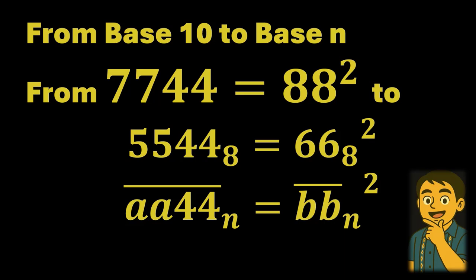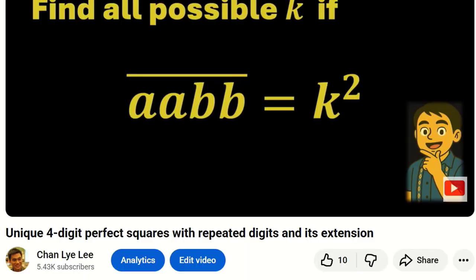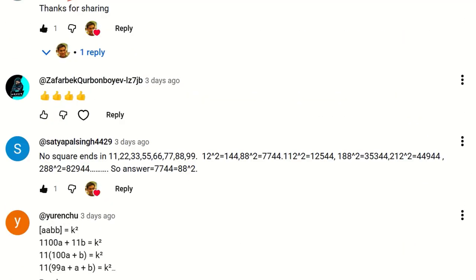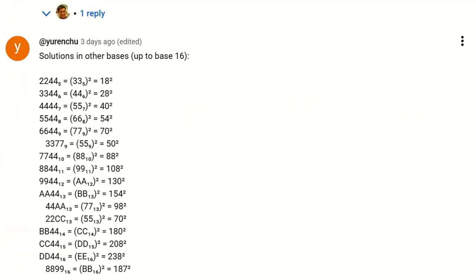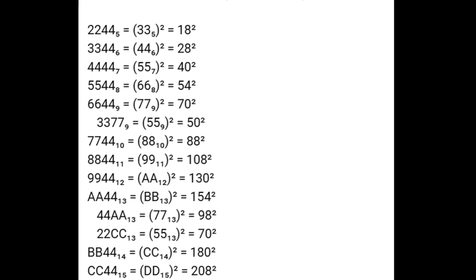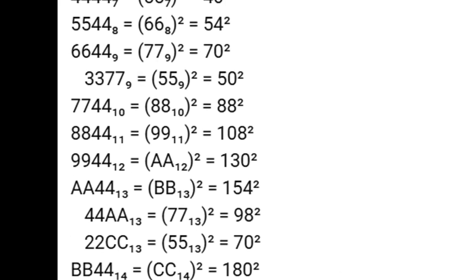So from base 10 to base n: from the result 88 squared equals 7744, to 66 base 8 squared equals 5544 base 8, and to the general case, bb base n squared equals aa44 base n. After the previous video, I received a comment from a viewer stating that this result looks interesting, and I decided to do some calculation, especially for this.